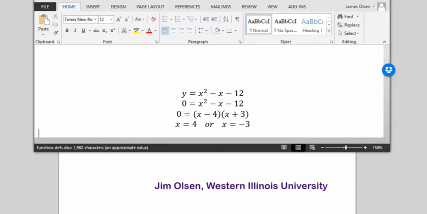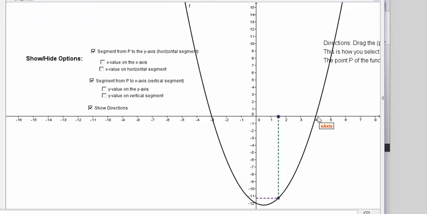And I think you can predict what's going to happen on the graph. Let's take a look at the graph of y equals x squared minus x minus 12. Here we can see the graph, and yes, we do get a value of 0 at x equals 4, and again over here at x equals negative 3.